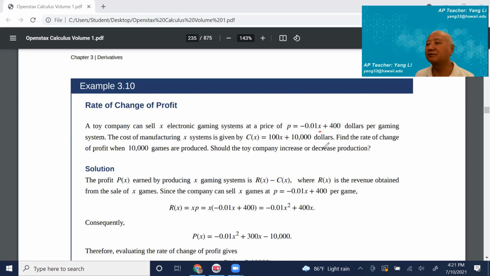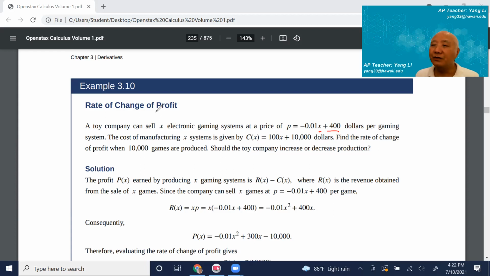So this one is X, it means how many. You can see that if you just produce 0, the price is $400. But if you produce 100, that would be 0.01 times 100 is 1. My negative 1 plus 400 will be $399, cheaper, right? So when you look at this price function, it means the more you produce, the less the unit price will be, because they do mass production, okay?